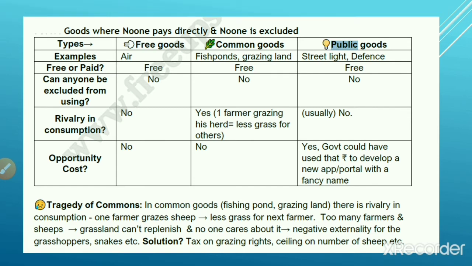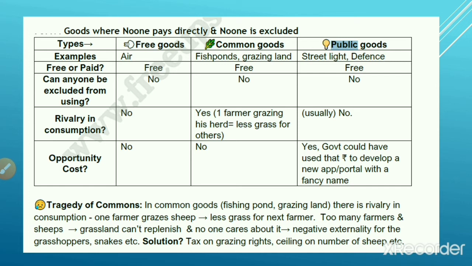Rivalry in consumption, usually no, because anyone can use public lights. So it is usually no, and most of the time it is no. Opportunity cost, yes, this is where opportunity cost is involved.